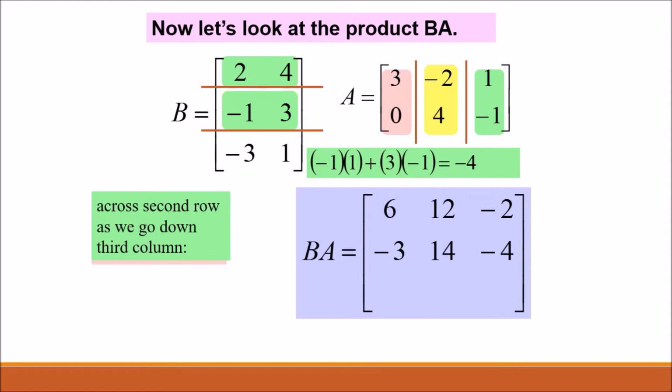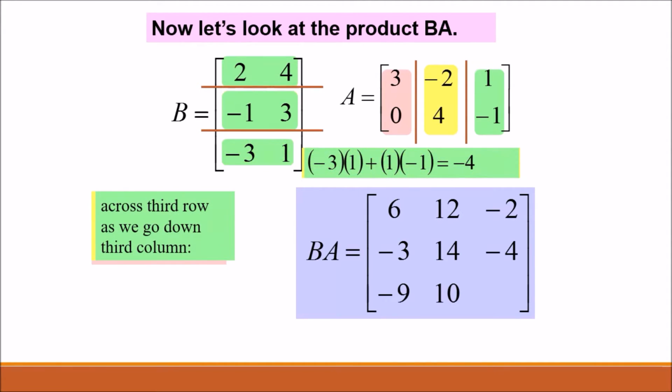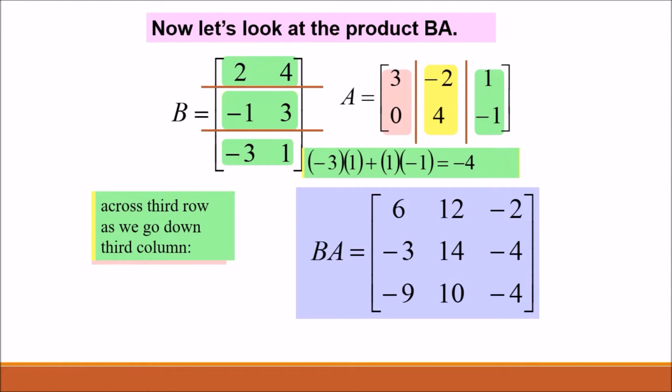Now it's a turn of third row of B, which will be first multiplied with the first column of A, then with the second column, then in the last with the third column.